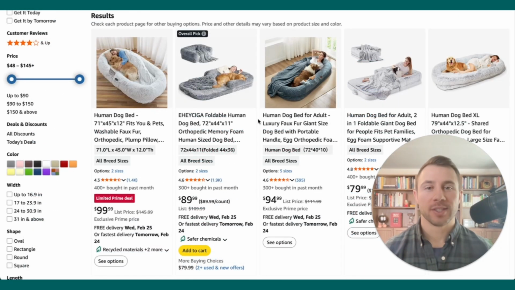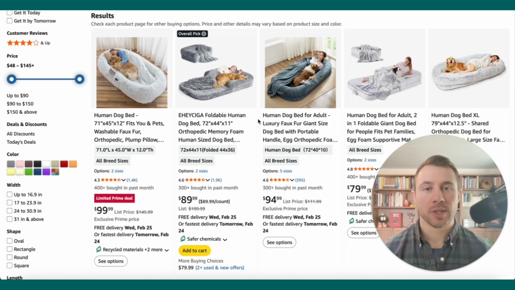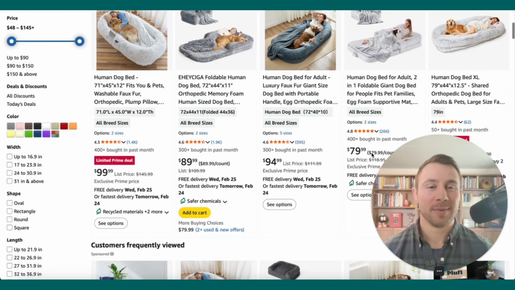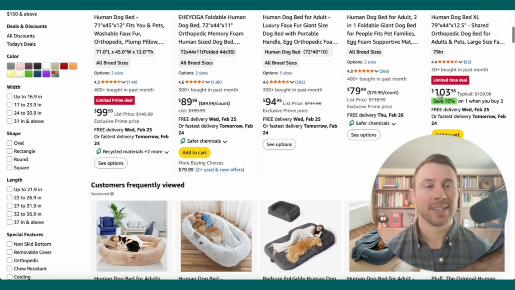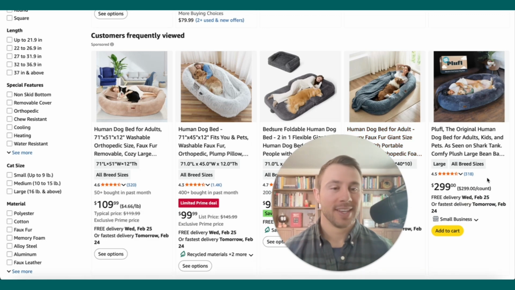The next strategy is called positioning pricing. And this happens early on when you decide, am I going to be a budget-friendly option, a mid-tier market option, or a premium option? And here's an example of a market that has these tiers. It's called the human dog bed market. So when you're sleeping in your bed at night, just remember someone is sleeping in one of these. So you can see here, options go down to $80, which would be the budget-friendly one. Mid-tier seems to be about $100. And you have a premium option over here for $300.